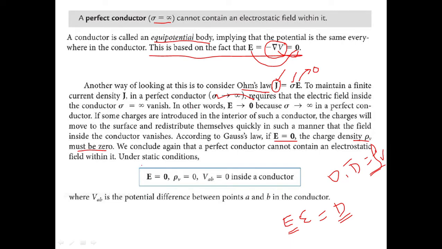So these are some of the characteristics of a perfect conductor. First thing is rho V will become zero because of that separation of charges when we apply the electric field, and within the conductor electric field intensity will be zero. Since electric field intensity will be zero, from this equation, that is E is equal to minus gradient of V, the potential difference also will be zero inside the conductor. Inside the conductor is important here, you have to note that. Where VAB is the potential difference between points A and B in the conductor. When there are no charges, then obviously the potential difference VAB will be zero. And one more thing is it is an equipotential body inside the conductor. So VAB will be equal to zero. I hope you are understanding.